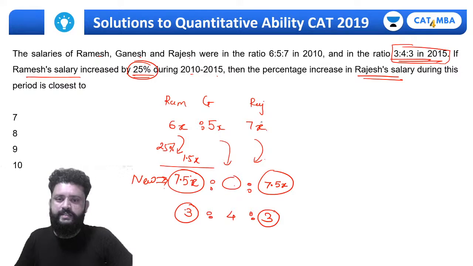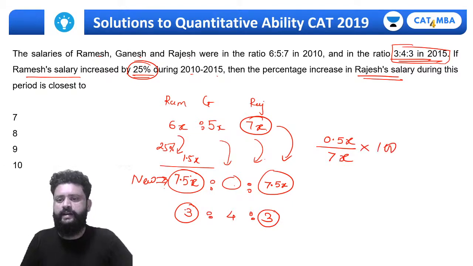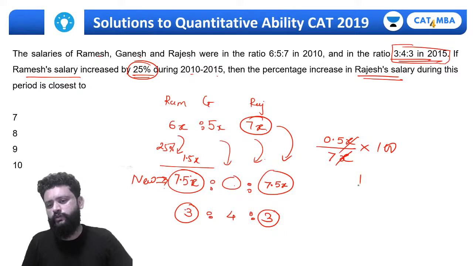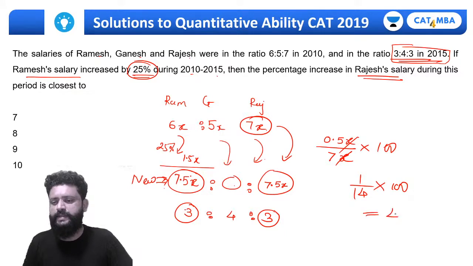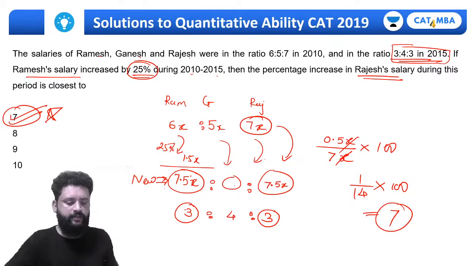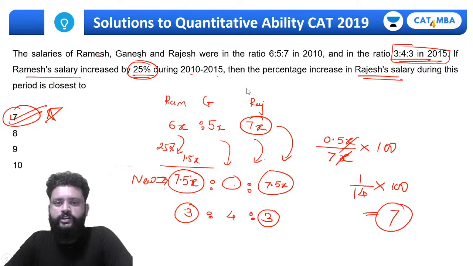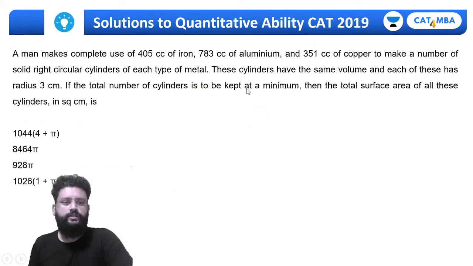Okay, so 7x का 7.5x हुआ, so increase of 0.5x compared to 7 into 100. X gets cancelled, 1 by 2 into 1 by 14 into 100. That's really simple thing. 14 sevens are 98 होता है, so close to 7%. Yes, that's right, Kedar. Really simple one on ratio proportion. Let's move to the next one.